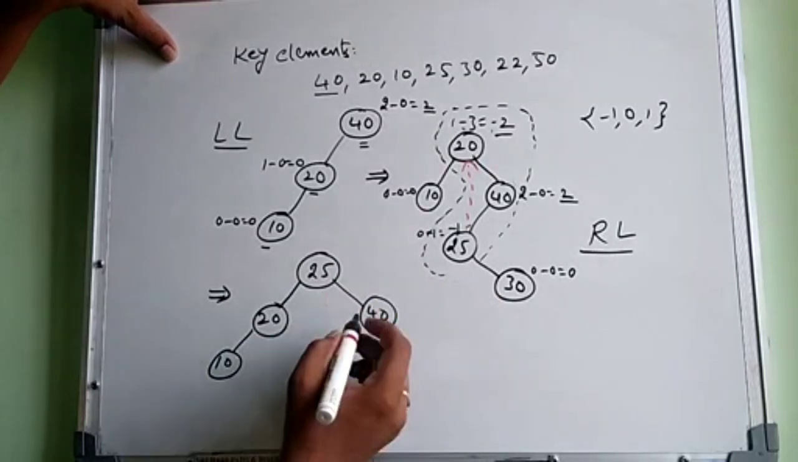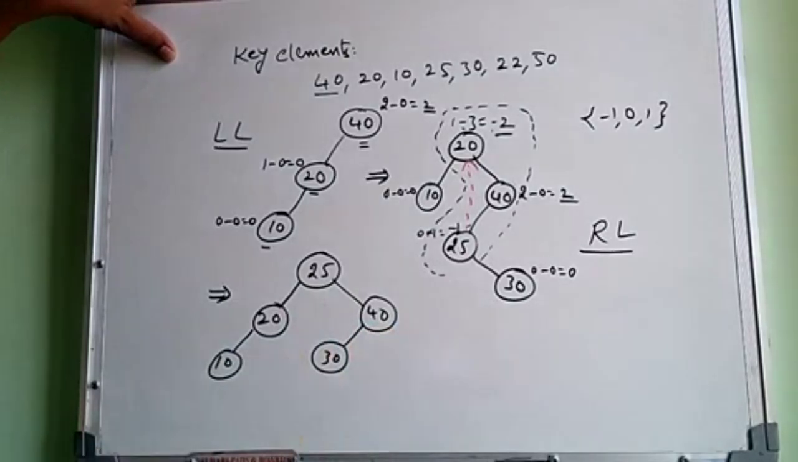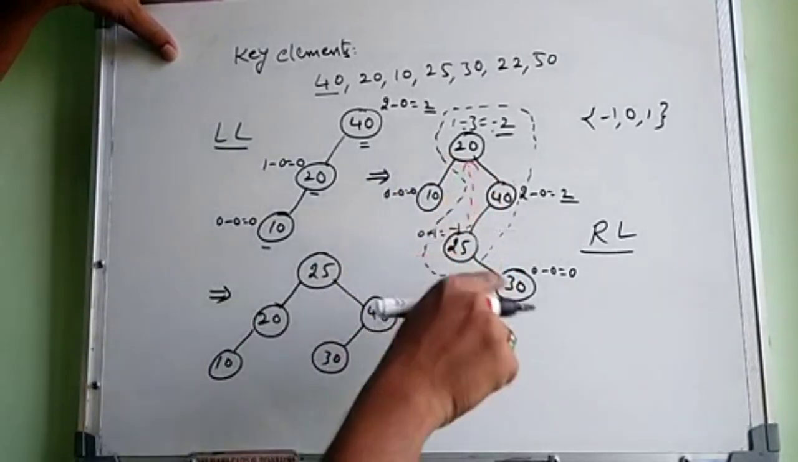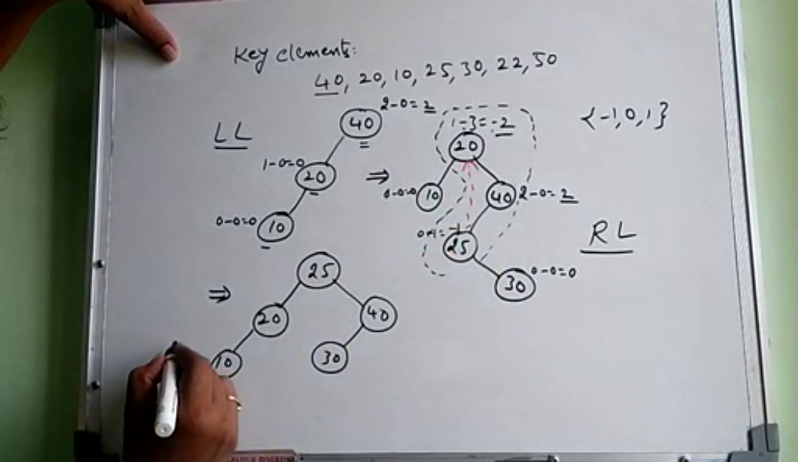Where can we add 30? On the left side of 40, because 30 is less than 40. How many nodes? 1, 2, 3, 4, 5. So then check the balance again.